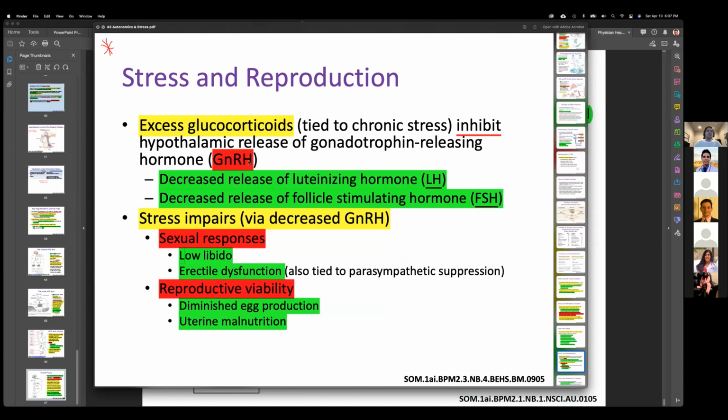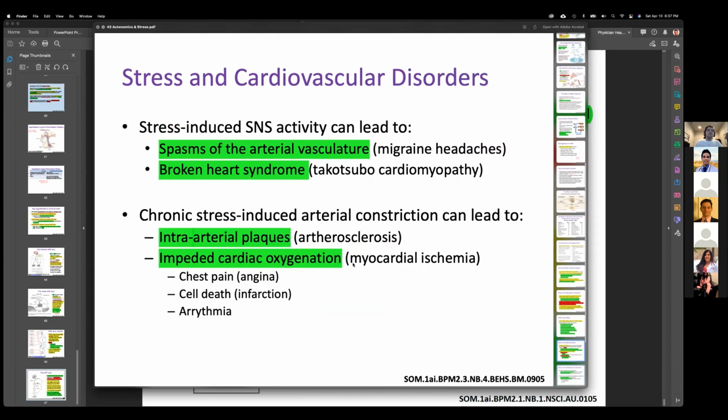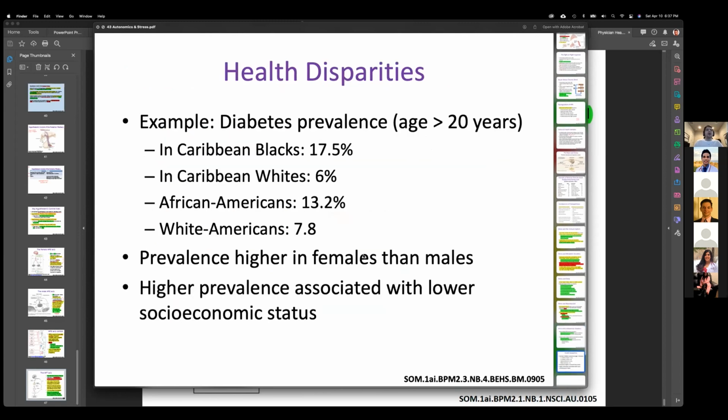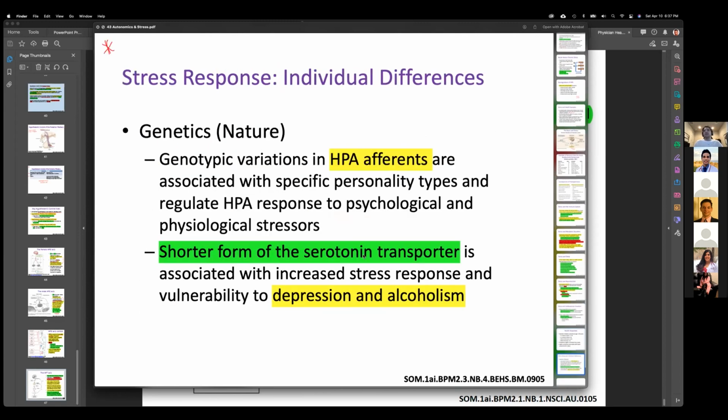Reproduction also has an effect on GnRH, excess glucocorticoids. It'll affect your libido and lead to ED and decreased fertilization. So yeah, don't be stressed, obviously, you'll be fine.